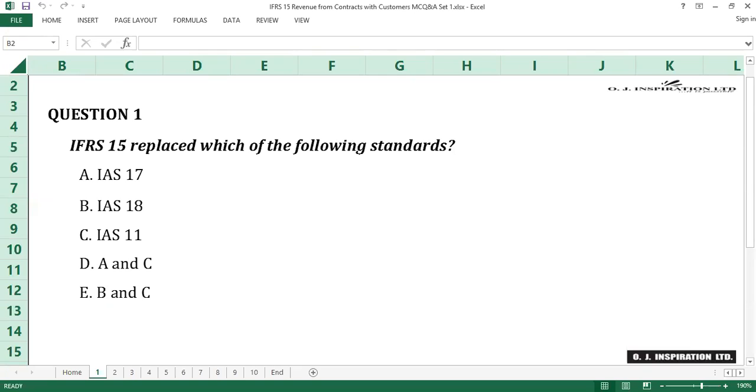IFRS 15 replaced which of the following standards? A. IAS 17, B. IAS 18, C. IAS 11, D. A and C, E. B and C. Time counts.